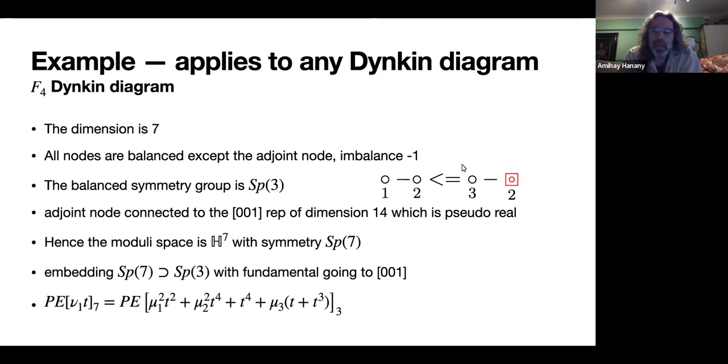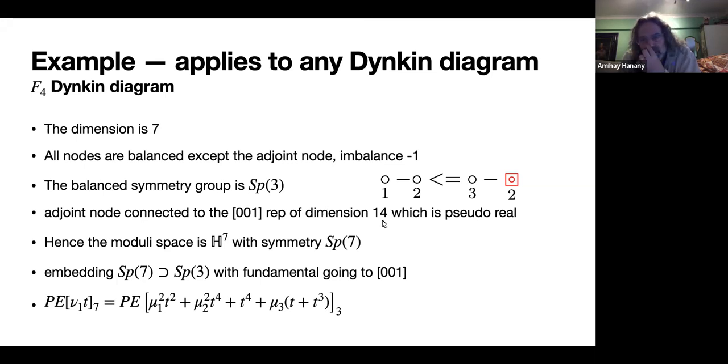Now the balanced nodes form the symmetry group of C3, Sp3. So that's what we have over here. And the adjoint node is connected to the third representation here, which we denote by 001. Okay, so this representation over here. This representation of Sp3 has dimension 14, which is twice this number 7 here.